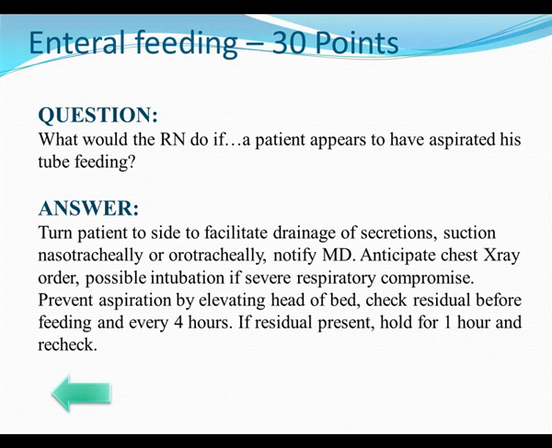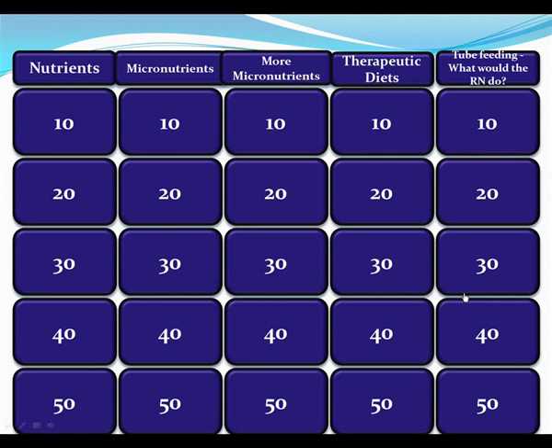Check the residuals. Every time you feed him, you need to know what the residuals are, or check it every 4 hours if it's a continuous feeding. If there's residual present, typically you hold it for an hour and recheck. Now, this varies from institution to institution and physician to physician. I have heard if it's 1 1/2 times what the patient is getting in an hour, that you should hold it. It just depends on what the protocol is for your institution. But just be aware, the whole idea is you don't want a lot of residual building up in there. That means it's not going on through, and that means the patient's at risk for aspirating as well as not getting their nutrition.